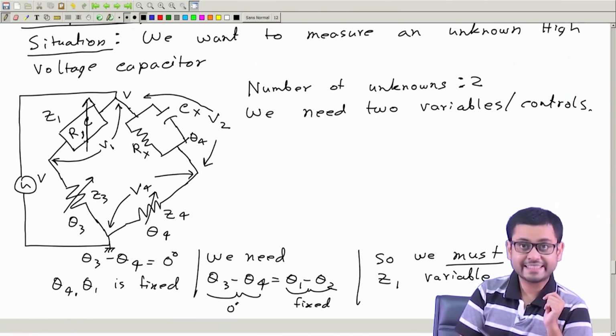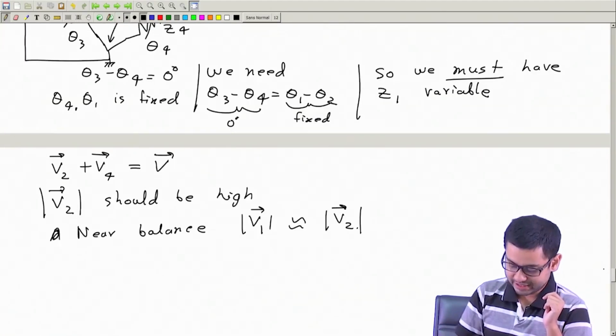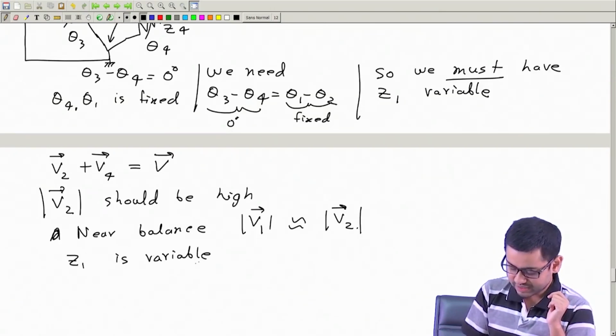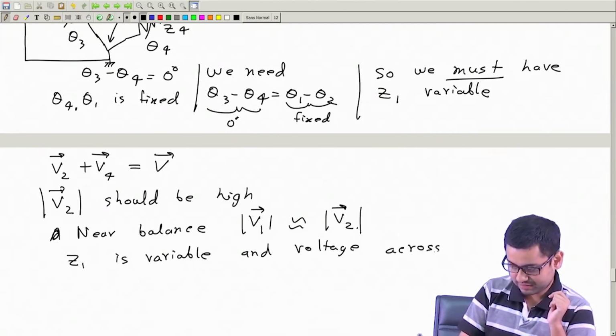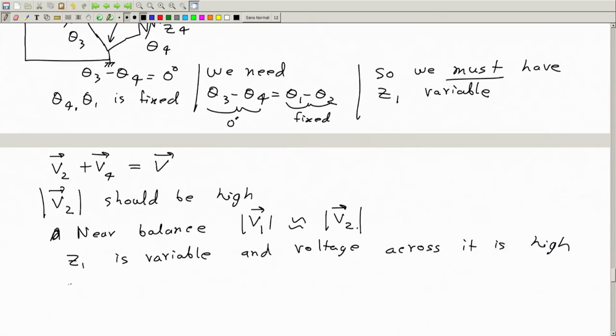So this is risky. Z1 is variable and the voltage across it is high. So it is risky to operate, to perform this experiment, to perform this measurement.